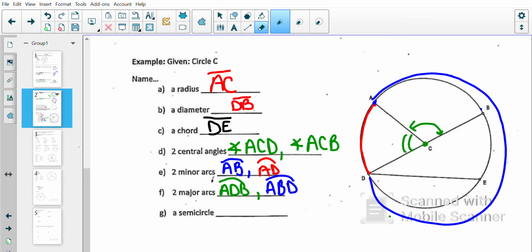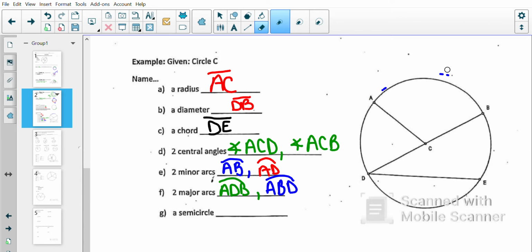Now the last one we want to talk about is a semicircle. So a semicircle is half a circle, so it gets split by the diameter. So a semicircle, I will name it as a major arc, since a minor arc technically has to be less than 180 degrees. So I'm going to call it DAB.